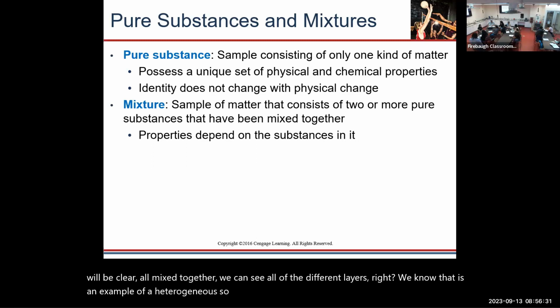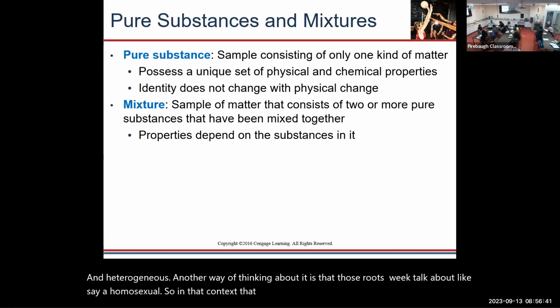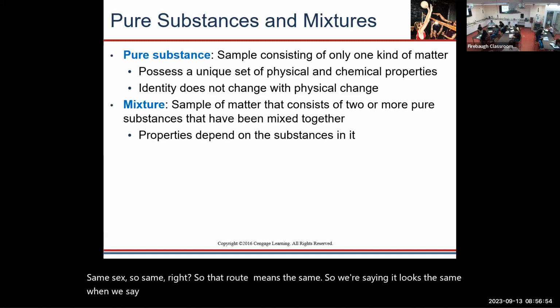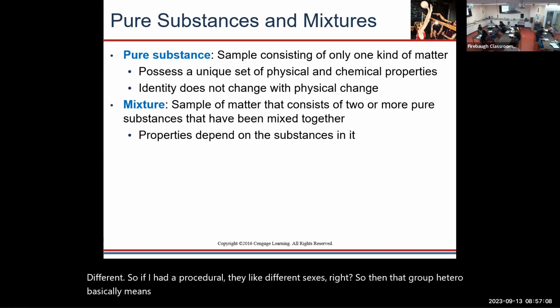So homogeneous and heterogeneous. Another way of thinking about it is those roots. Homo, like in homosexual, that's somebody who likes who? Same sex. So same, right? That root, homo, means the same. So we're saying it looks the same when we say homogeneous. When we say hetero, that means different. A heterosexual likes different sexes, right? So that root, hetero, basically means different. Okay?